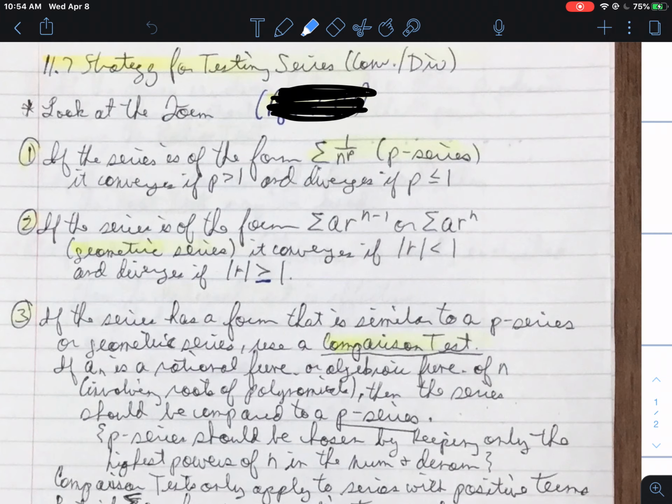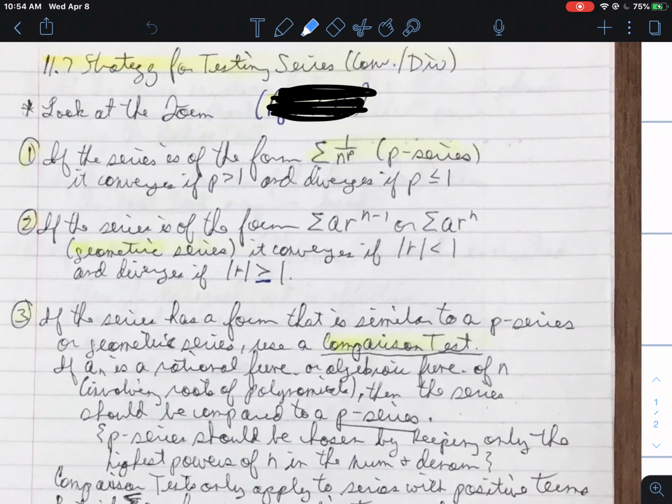Number 2, similarly for a geometric series, we know that geometric series are convergent if the absolute value of r is less than 1, divergent if the absolute value of r is greater than or equal to 1. So again, if I recognize that my series is a geometric series, then there's really no work to be done there. And I can determine convergence or divergence.